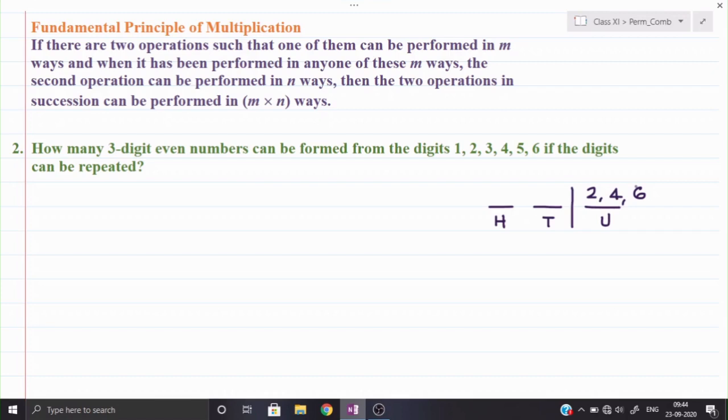Now if I come to the 100th and 10th places, which numbers do we have available here? 1, 2, 3, 4, 5 and 6. All 6 numbers are available because in the question it is clearly mentioned that digits can be repeated. So whichever number came onto the unit place doesn't matter; it is allowed to come onto the 100th or 10th place also.